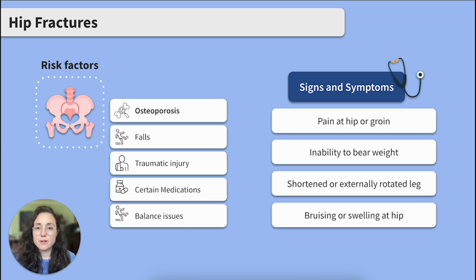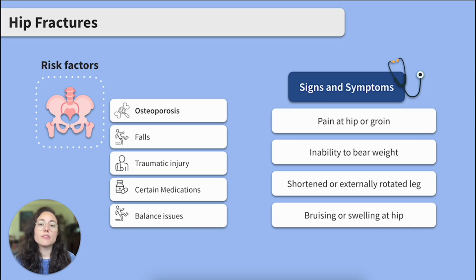So what causes hip fractures? Well, the biggest risk factor is osteoporosis. Why? Because this condition weakens the hip, causing it to break and possibly lead to a fall. And sometimes falls will cause the fracture, and these are called fragility fractures. Other risk factors include trauma from motor vehicle accidents or sports, certain medications, proton pump inhibitors or central nervous system depressants, for example, and balance issues. Essentially, we're looking at those with weakened bones or risky activities.